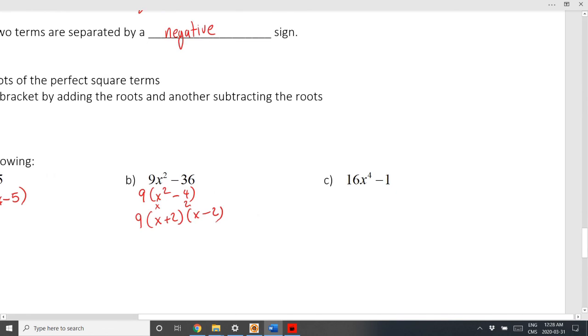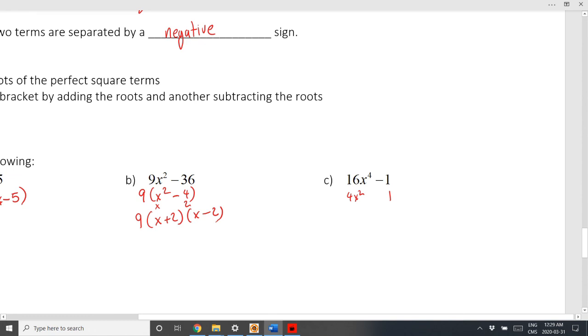Okay, let's take a look at this one. Uh-oh. This is a perfect square, but it's more than that. So I'll show you how this one works. The first thing we're going to do is take the square root of each of these perfect squares. So we're going to square root 16x to the power of 4, and we're going to get 4x squared. And then we're going to take the square root of 1, which is 1.